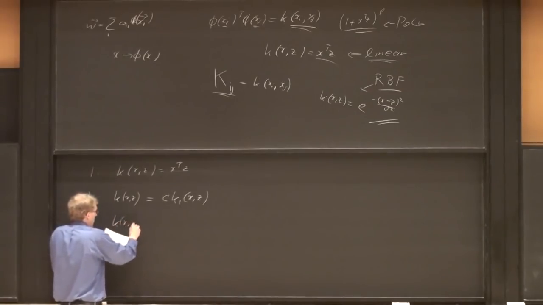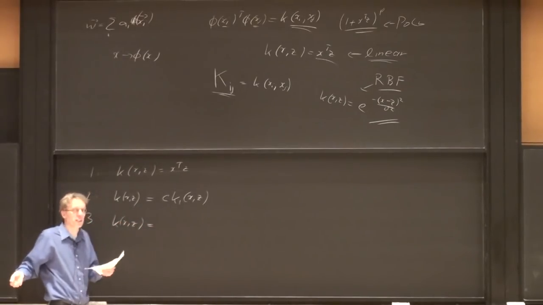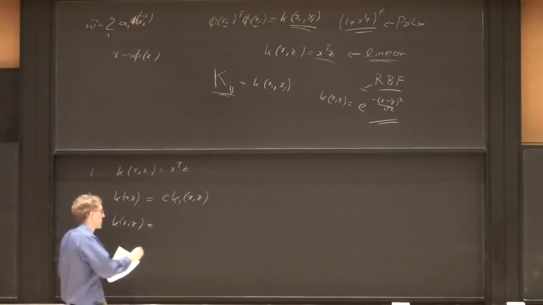So the third one is if you have 2 kernel functions, if you add them up, you still get a kernel. So it's closed under addition.